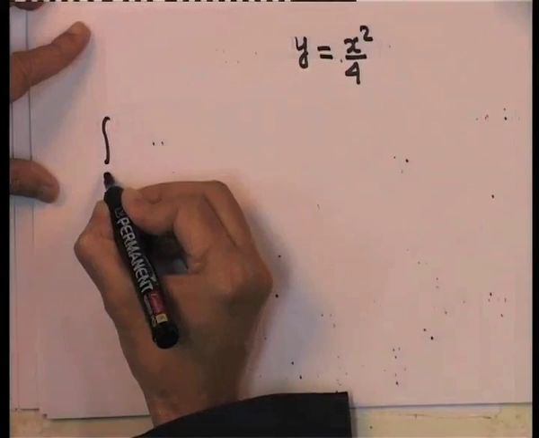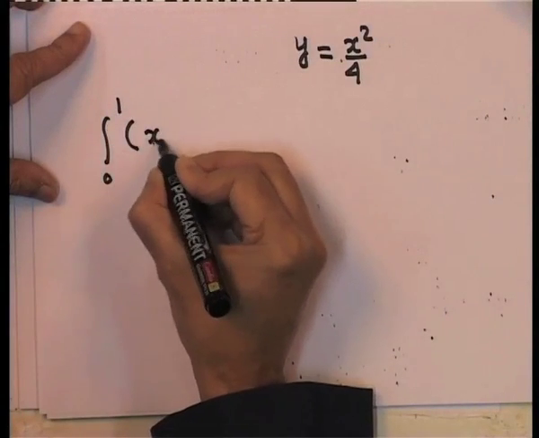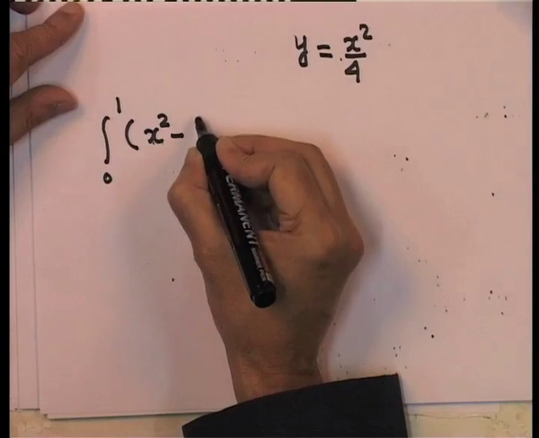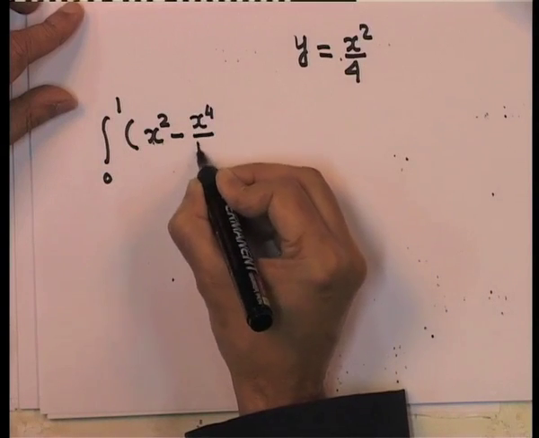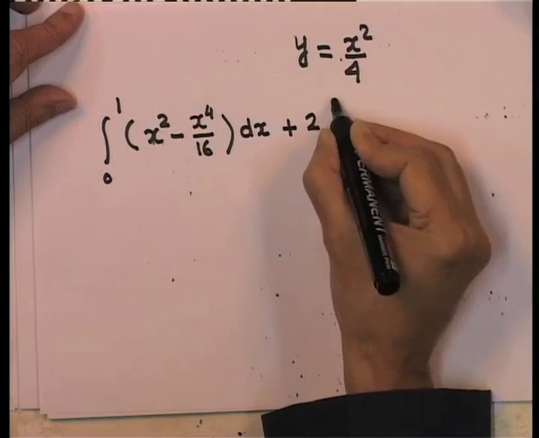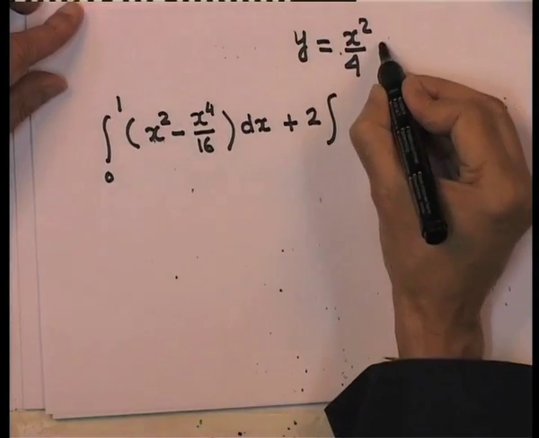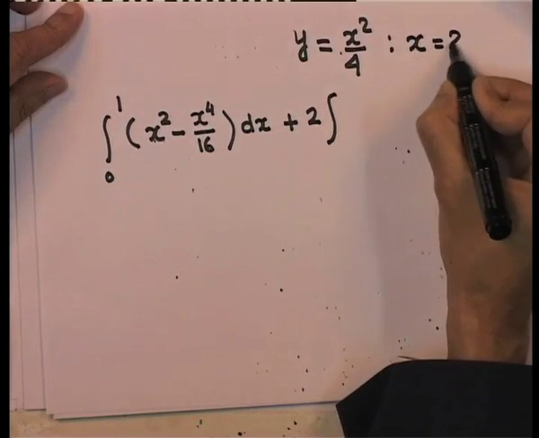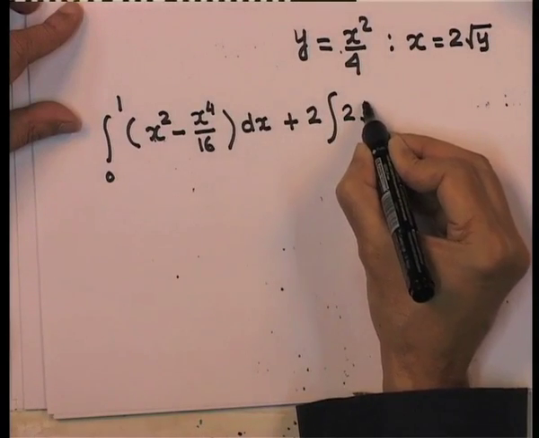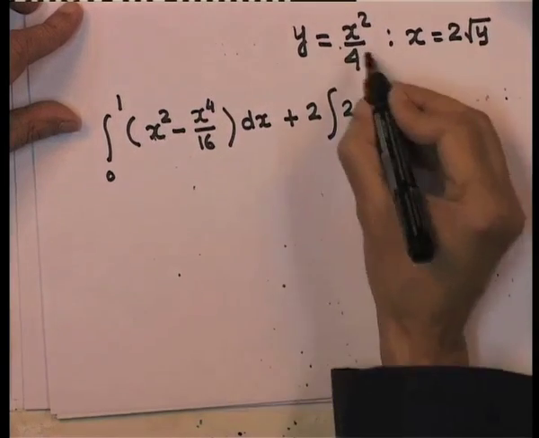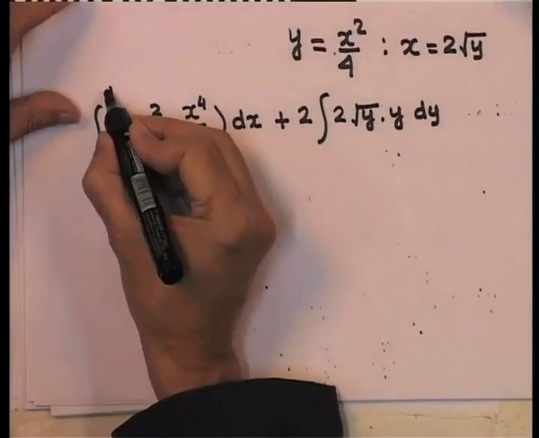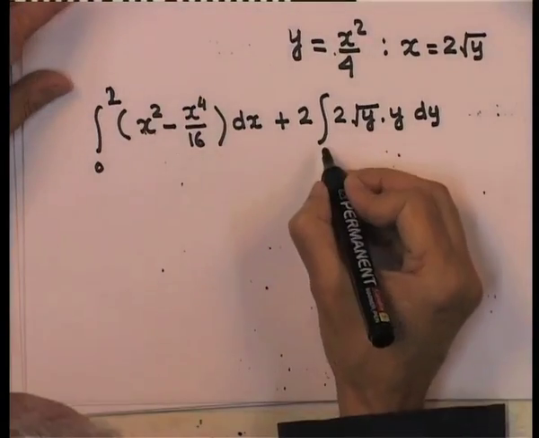So, once again I will compute this. So, this is now 0 to 1, I have got x square, now I have got y square, but y is equal to x square by 4. So, y square is x to the power 4 by 16 dx plus 2 times integral x y. Now, x is 2 root y. So, I have got 2 times 2 root y, and I had already a y there, dy, and limits are once again the x limits are from 0 to 2 and the y limits are from 0 to 1.